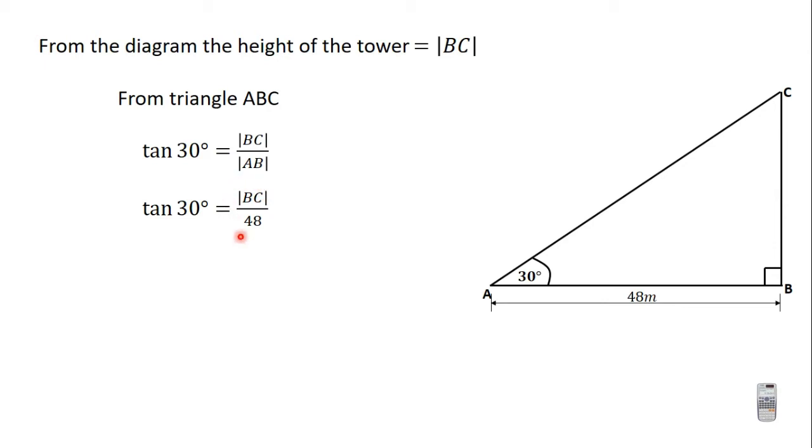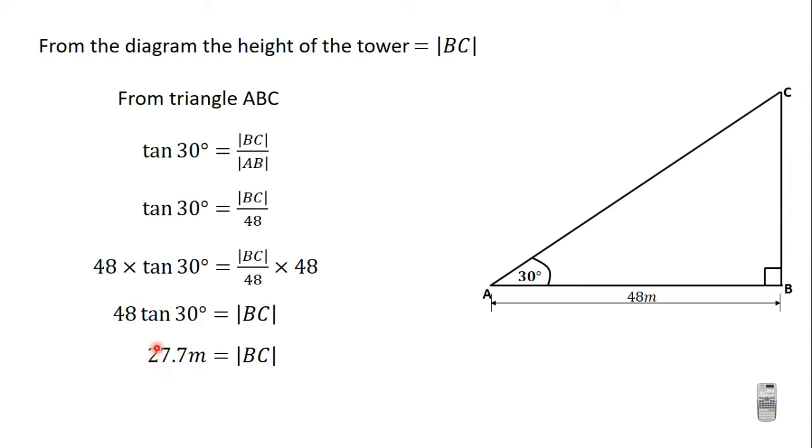We are going to make BC the subject, so I'll multiply the left hand side by 45. I'll multiply the right hand side by 45. So 45 and 45 will cancel out. So 45 times tan 30 degrees is equal to BC. Remember, the question said we should correct our answer to one decimal place. So find 45 times tan 30 degrees on your calculator and correct your answer to one decimal place. And that will give us 27.7 meters. So we can say that the height of the tower is 27.7 meters.